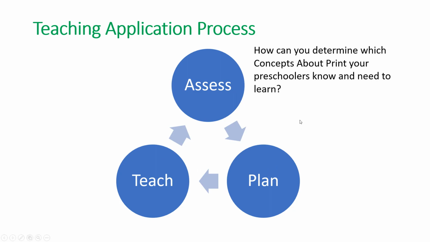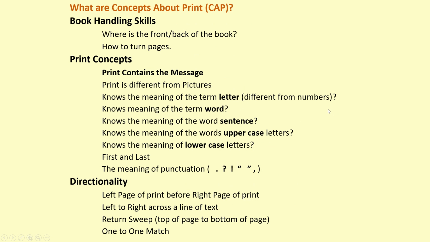The beginning of this starts with thinking about the question, how can you determine which concepts about print your preschooler knows or needs to learn? I'm using for an example the idea of teaching print referencing, read aloud, which would focus on concepts about print. So we've learned a couple of ways to assess what students know about concepts about print. You could look at the list of concepts about print that we have from class and do some observation. See if you can observe a student or two in your classroom and see what they know about things like book handling, print concepts, or directionality.